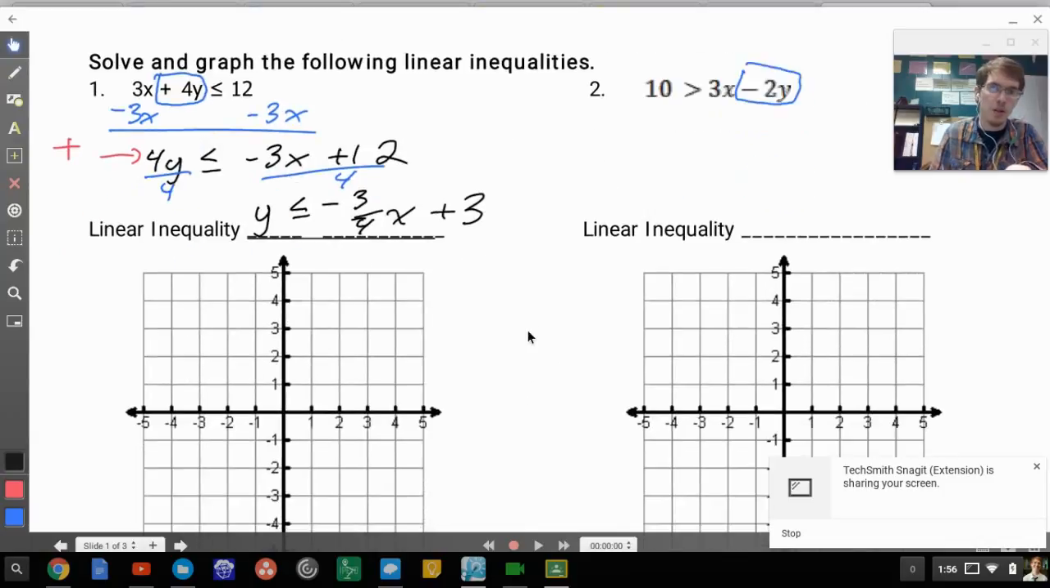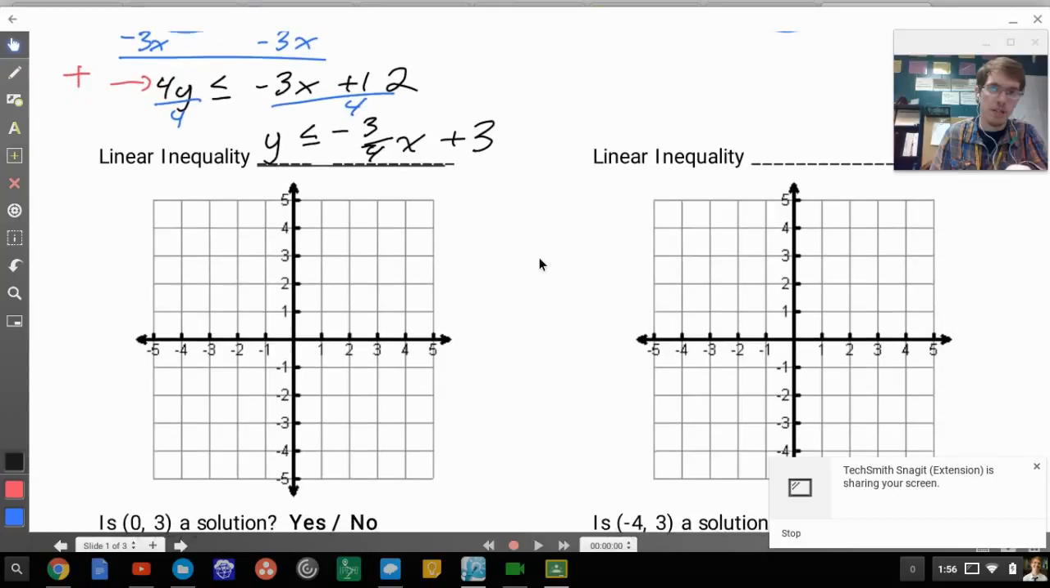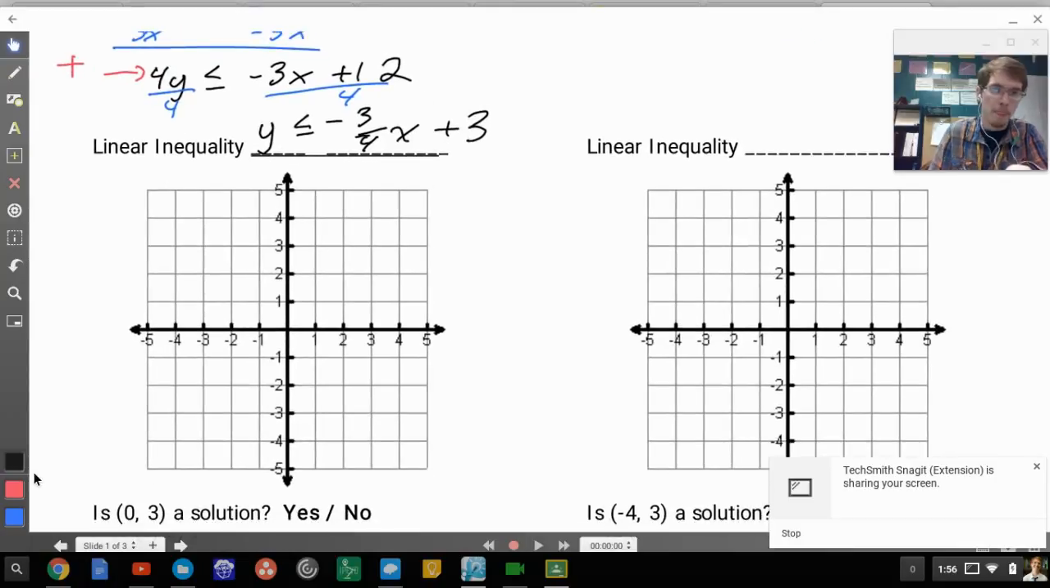Now I'll just skip down here. All right, so I need to graph that. Take the point 3, the y-intercept is 3. Slope's negative 3/4, so down 3, up 4. Those are actually the only 2 points I can get. All right, dashed or solid? Less than or equal to. The bar underneath there tells you it's going to be solid.